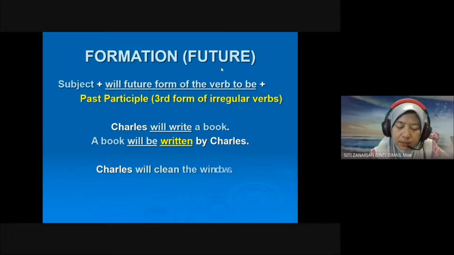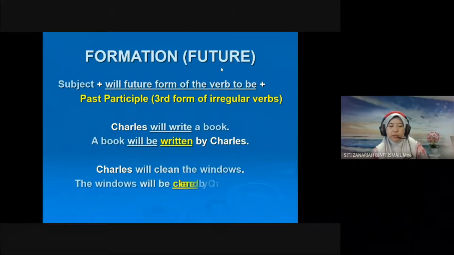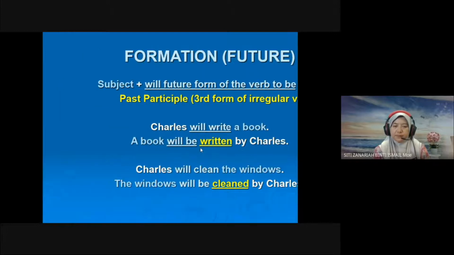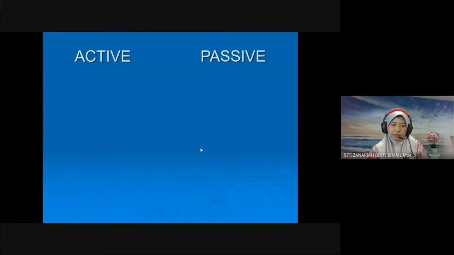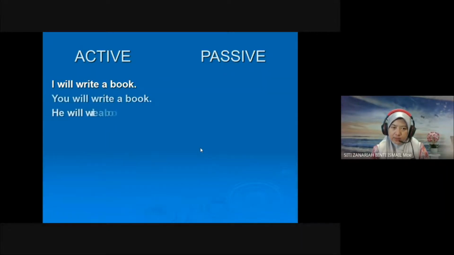And the same sentence, the same meaning as the previous sentence, but I changed to the formation of future tense. Charles will clean the windows. Remember, bear in mind, after will, it should be followed by a root word. Then, will be cleaned. Since it changed to the past participle, you have to add be here. Will be cleaned. Will be written. And these are the differences of active and passive voice with the formation of future tense.